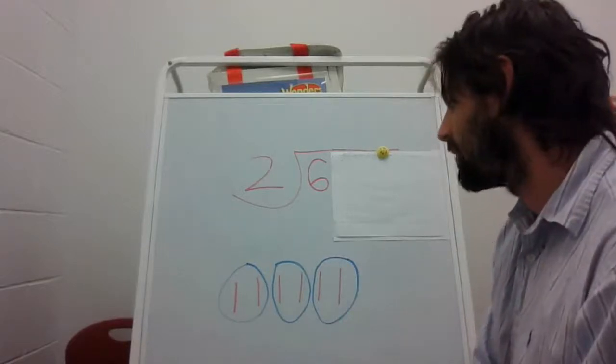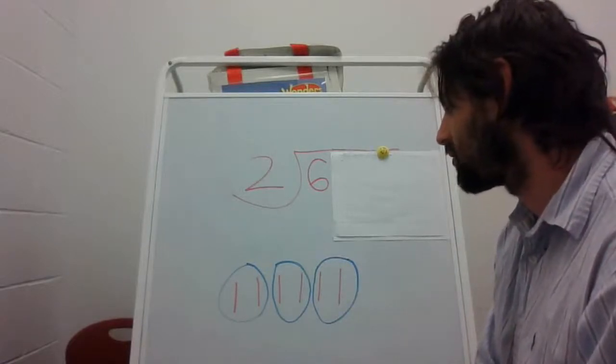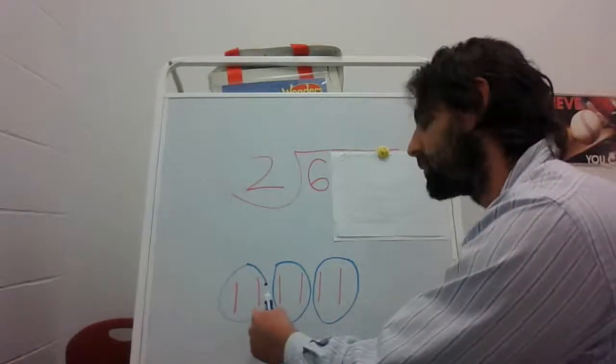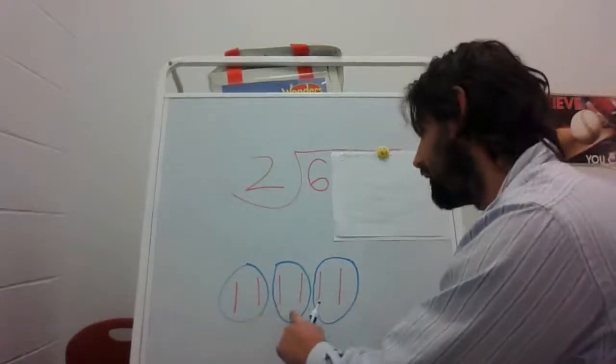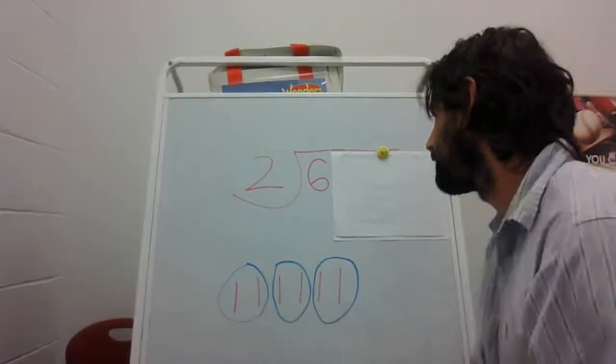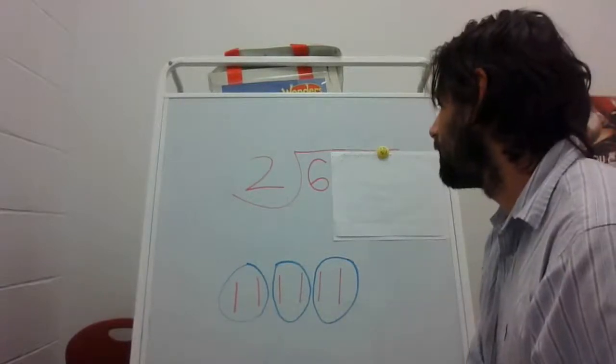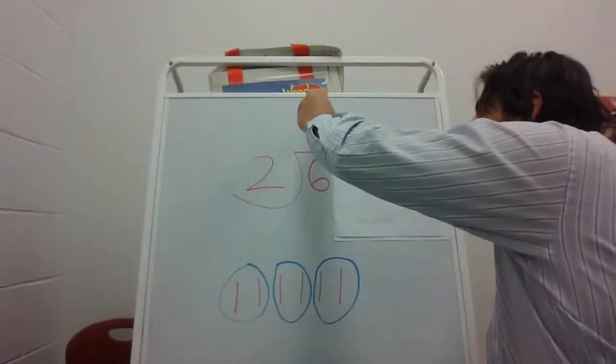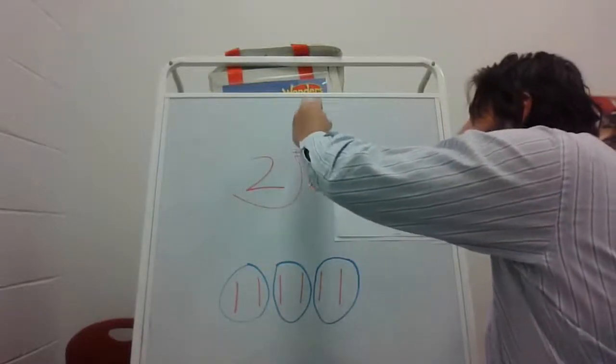So how many circles did we come up with? I just took my 6 tallies and divided them into groups of 2. How many circles do I have? How many groups of 2 do I have? 1, 2, 3. All right, so 6 divided by 2 equals 3. 2 goes into 6 3 times.